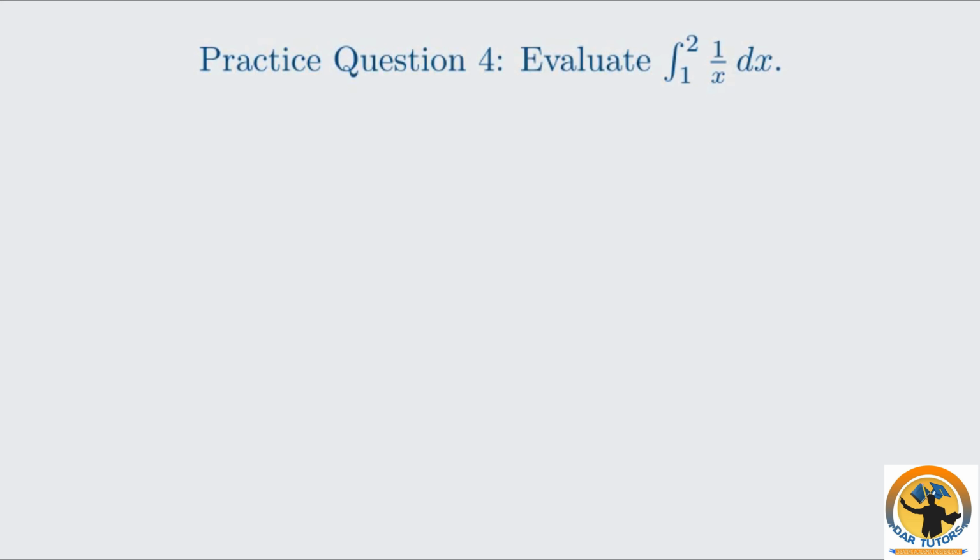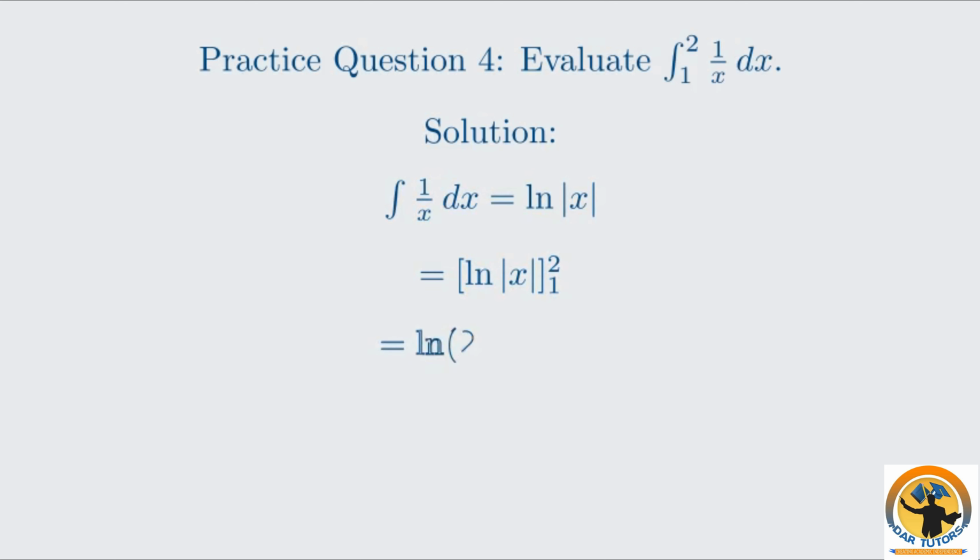This is the special case of the power rule where n equals negative 1. The antiderivative of 1 over x is the natural logarithm of the absolute value of x. Now we apply the fundamental theorem of calculus. We evaluate the antiderivative at the upper limit 2 and subtract its value at the lower limit 1. This gives us the natural logarithm of 2 minus the natural logarithm of 1. Since the natural logarithm of 1 is 0, the result is the natural logarithm of 2.